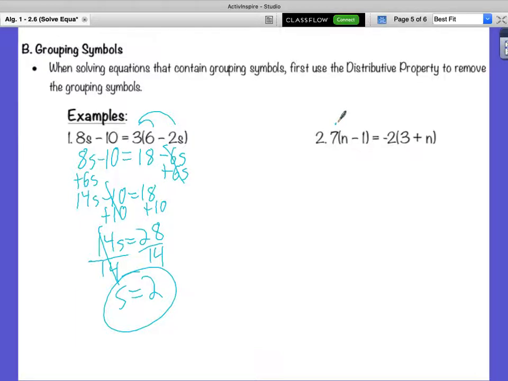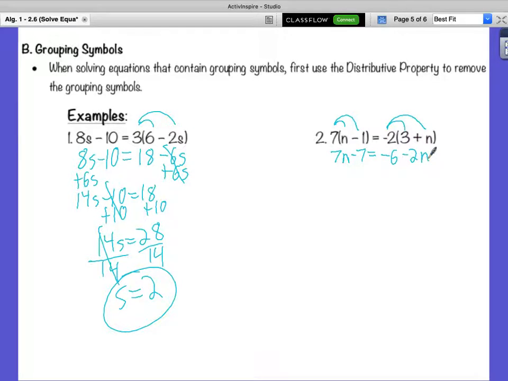Cheyenne, what is 7 times n? 7n. What's 7 times negative 1? Negative 7. Very good, okay? Now let's do the right side, okay? Dalton, what's negative 2 times 3? Negative 6. What's negative 2 times n?